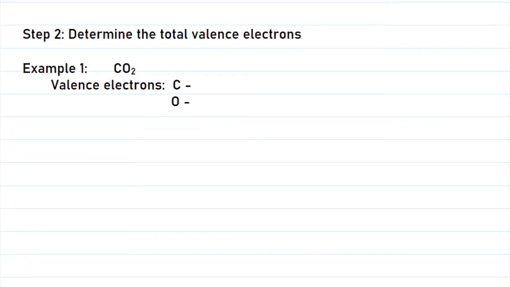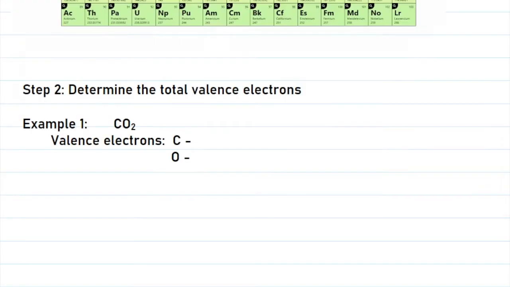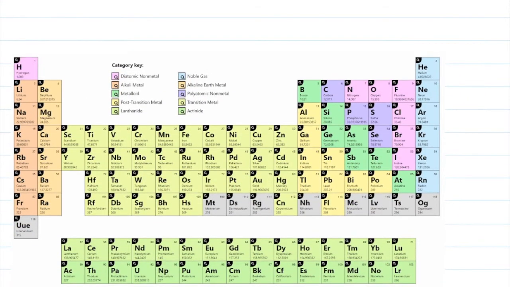Alright, so our step 2 is to determine the total amount of valence electrons for the molecule. For example, if we have CO2, how many valence electrons do each of these atoms have? To determine that, we're going to go back to our periodic table and group them from left to right again. In this case, we determine the amount of valence electrons, not the bonds. So you'll count 1, 2, 3, 4, 5, 6, 7, 8.